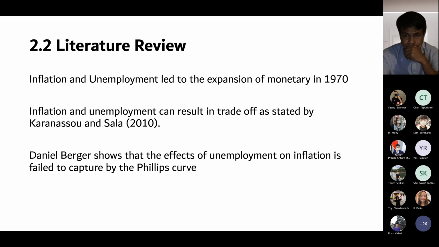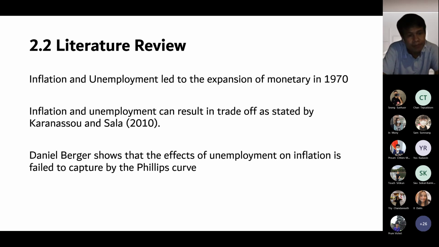Yes, so the next one is the inflation literature review. In 2010, Garanasu and Salas argued that there is a trade-off between inflation and employment in the long term, due to the growth of money and productivity, which could both lead to a decrease in employment, while supply shocks like oil prices can lead to an increase in employment.